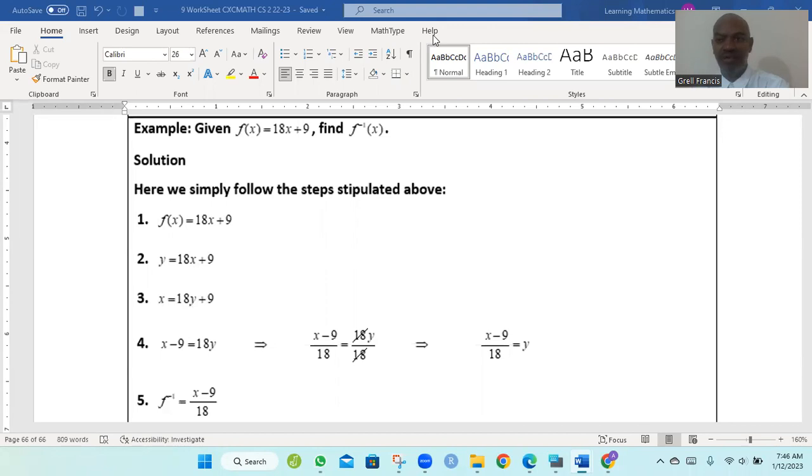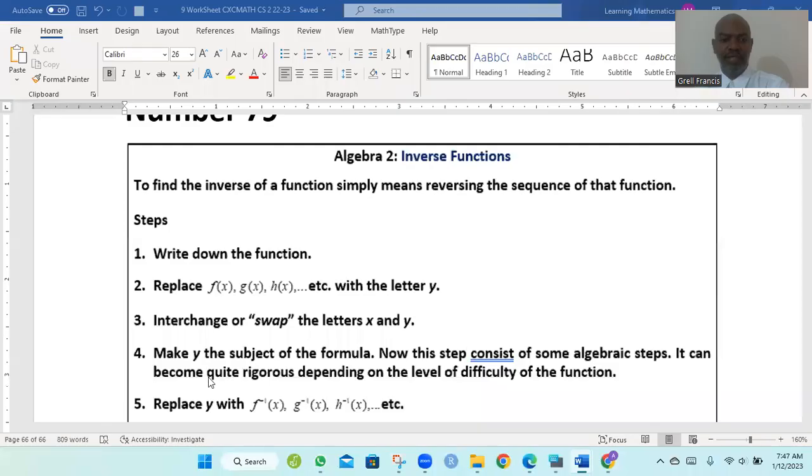So let's go to step number 4. Let's remind ourselves what it says. Step number 4 says to make y the subject of the function or the equation. Make y the subject, get y by itself. And remember, this step consists of algebraic steps. We have more than one step to try to get y by itself. Let us see how this was done.